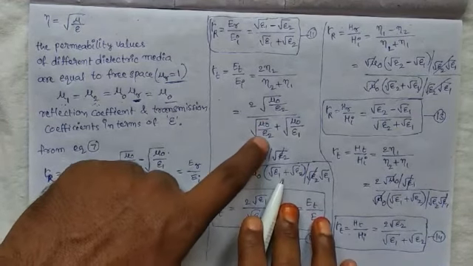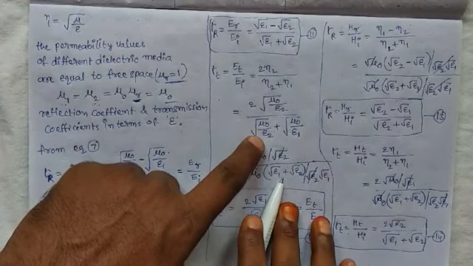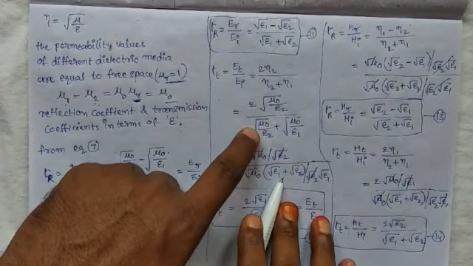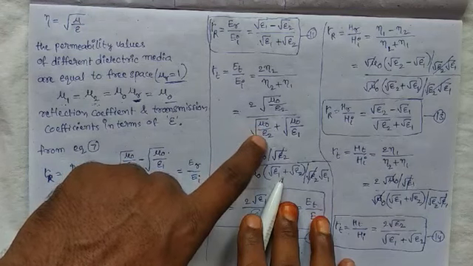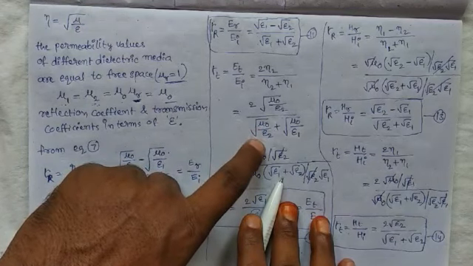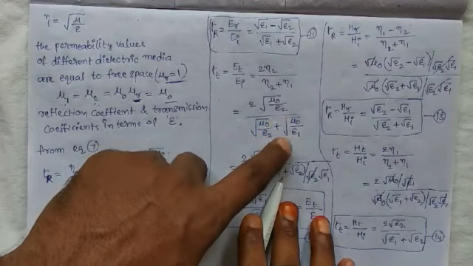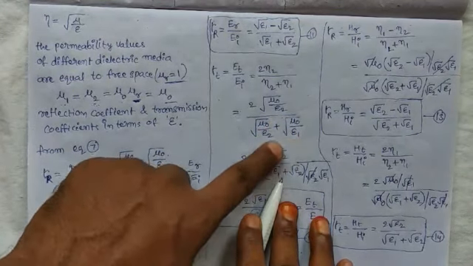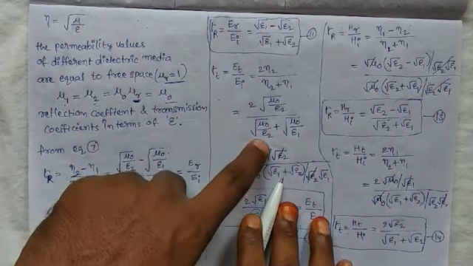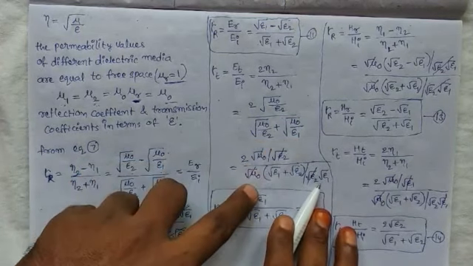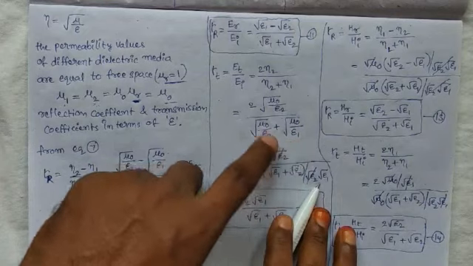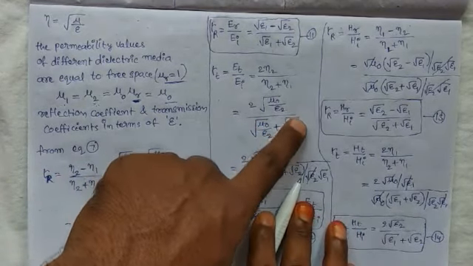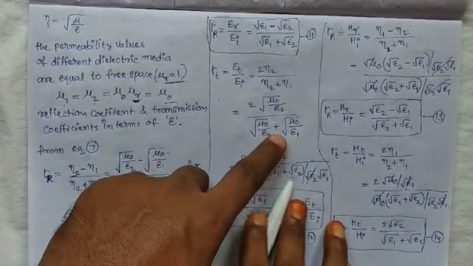Here the term becomes what? After taking root mu naught common, the remaining terms in the bracket are 1 by square root of epsilon 2 plus 1 by square root of epsilon 1. Here we are performing the LCM for that. The LCM is root epsilon 2 root epsilon 1. This root epsilon 1 is multiplied with 1, and similarly this root epsilon 2 is multiplied with the other term, with a plus sign.